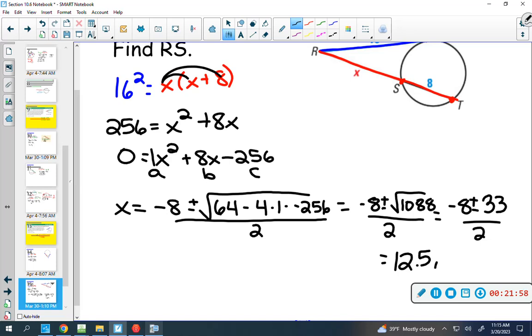What is negative 8 minus 33? Negative 41. What's negative 41 divided by 2? Yeah. And which answer do you think I have the problem with? Yeah. So we're going to keep the 12.5 for my x. Now, I haven't forgotten the directions. It says find RS. Well, RS is just x. I'm just going to throw RS in front of it, and there we have it.